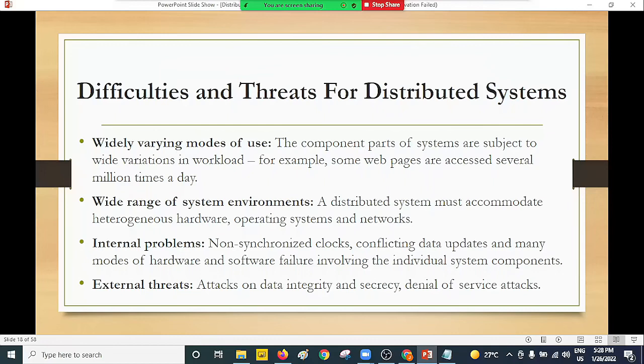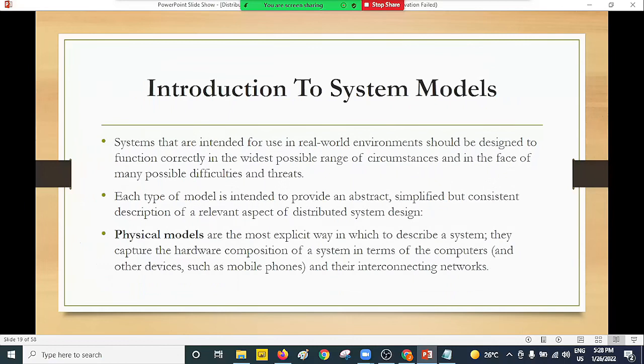And of course, we have external threats that could always face our distributed system. It could be internal or external, but better still, we need to have a security model that ensures that we have the right security mechanism to avoid these kinds of distributed system security problems. All right, so we have the different system models. As I mentioned, we have the physical model, the fundamental models, and the architectural model, borrowing from the architecture design that you have already looked at, right?